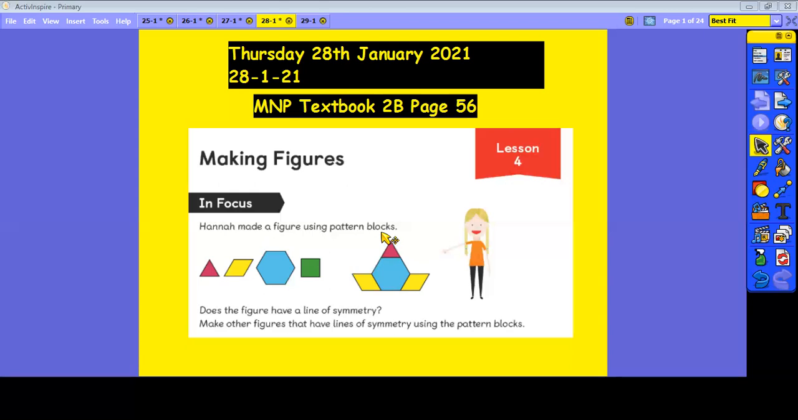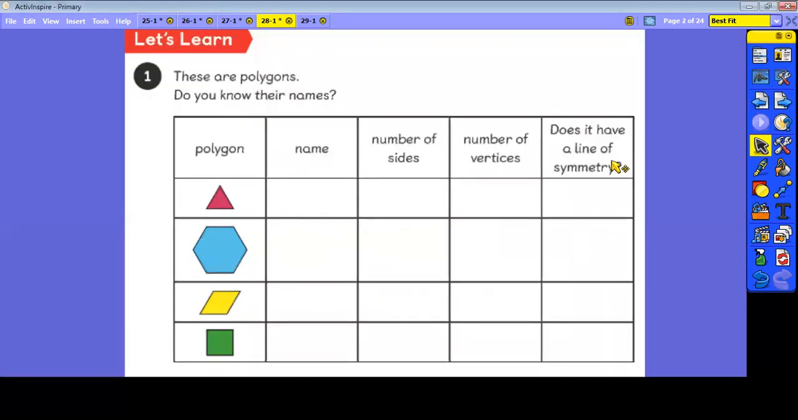Hannah made a figure using pattern blocks. I've explained she's made this here using some of these 2D shapes. Does the figure that Hannah's made have a line of symmetry? These shapes here we know have lines of symmetry, but does this figure she's made with them also have a line of symmetry? Have a little look, see what you think. You're probably calling the answer out right now. Let's carry on together in Let's Learn Part 1.